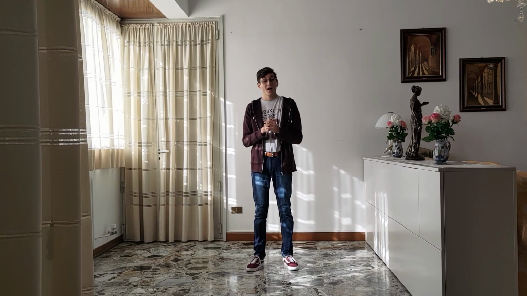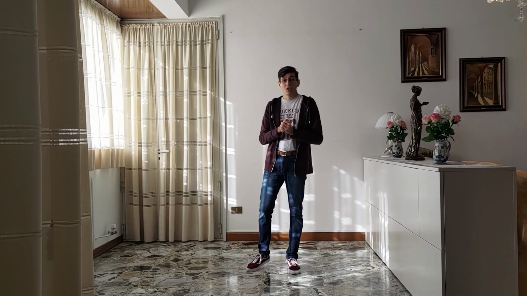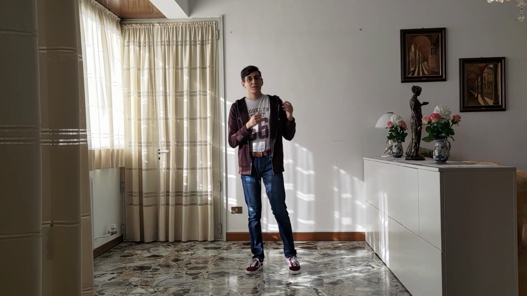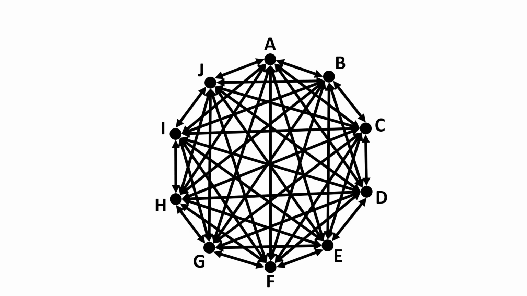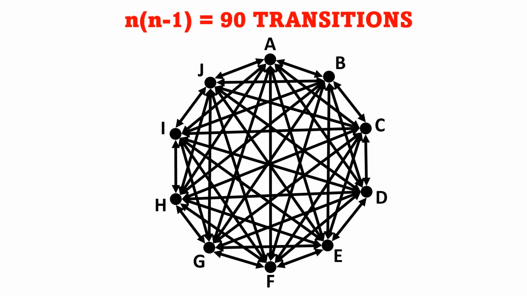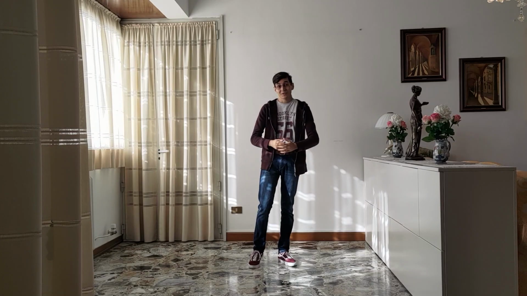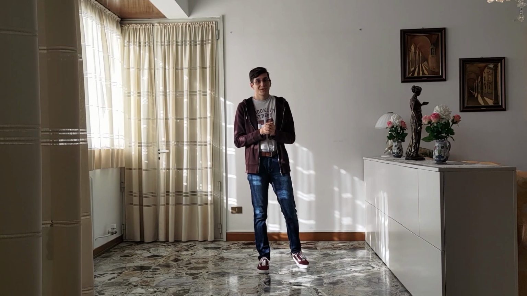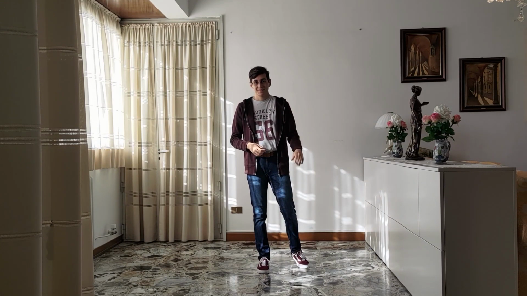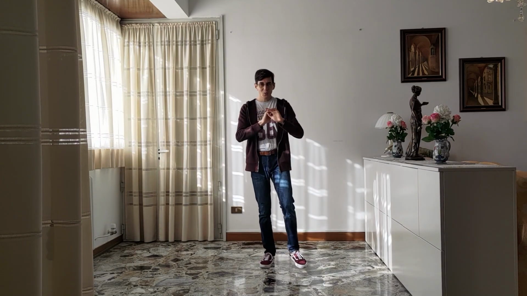Then I thought, well, let's do the opposite. Let's draw a diagram that allows us to switch from every move to any other move, like this one. But the point is that now we need n times n minus 1, which is, in this case, 90 different transitions. And that's a lot of transitions to learn, plus if n gets bigger, it gets even worse, so yeah, never mind. But finally I thought, wait a minute, there must be a compromise.